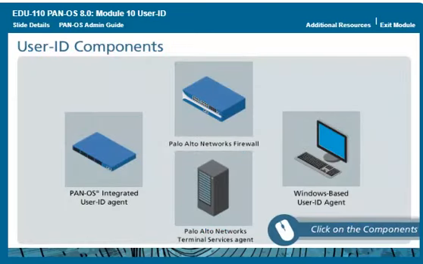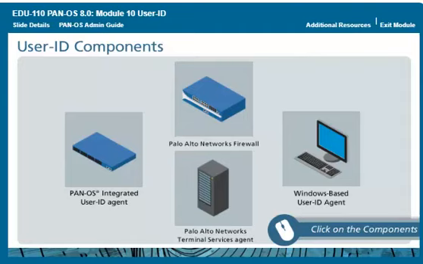User ID technology has four main components. The table lists each component's name and primary characteristics. The User ID agent comes in two forms, an integrated agent resident on the firewall or a Windows-based agent. The PAN-OS integrated agent is included with PAN-OS software. The Windows-based agent is available for download from Palo Alto Networks and can be installed on one or more Windows systems. A firewall can communicate with both agent types at the same time.